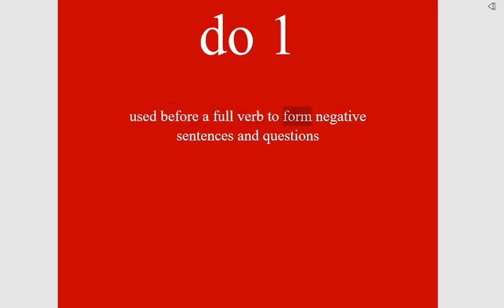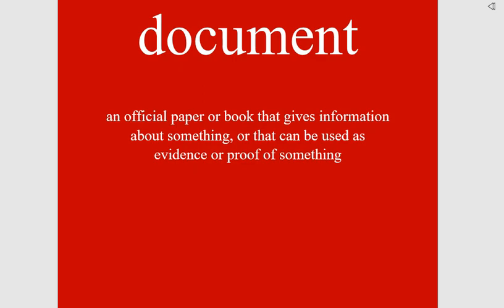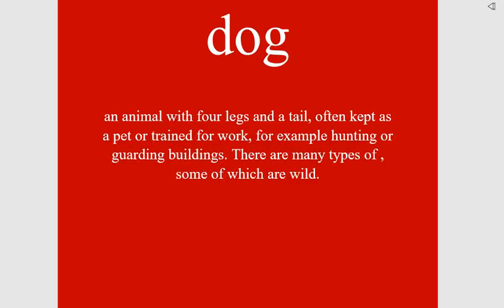Do one. Used before a full verb to form negative sentences and questions. Doctor. A person who has been trained in medical science, whose job is to treat people who are ill/sick or injured. Document. An official paper or book that gives information about something, or that can be used as evidence or proof of something. Dog. An animal with 4 legs and a tail, often kept as a pet or trained for work, for example hunting or guarding buildings.